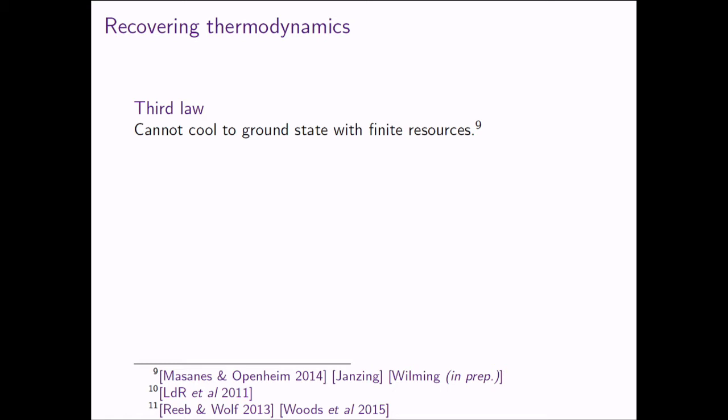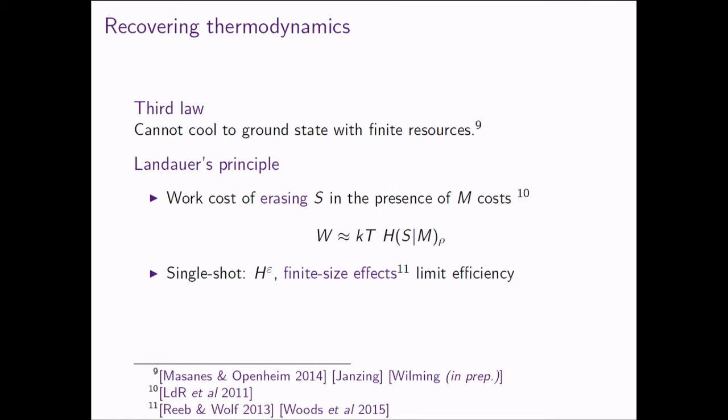Okay, so there's different results that recover this. We already saw Landauer's principle being like the work cost of erasing a system in the presence of a memory. And we saw this result is kind of for the average case if you have many copies. But there's also single-shot results where you can have a probability of error, that things can go wrong with some small probability. You have some tolerance. And then the entropies that come up obviously are not the von Neumann entropy, but some other single-shot entropies, okay? So what this is very nice for is to give a physical interpretation to your information theoretical entropies.